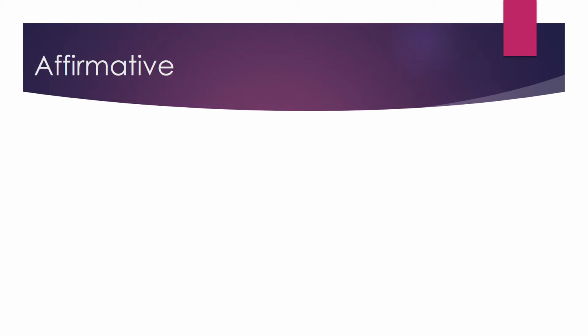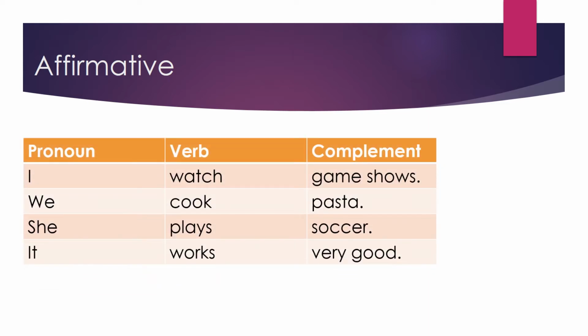The affirmative sentences are always going to be the same. We are always going to start with the pronoun. After the pronoun, we're going to write a verb. The verb, remember, goes in the base form, and after the verb, the complement. Okay? I have 4 examples for you. I watch game shows. We cook pasta. She plays soccer. It works very good.